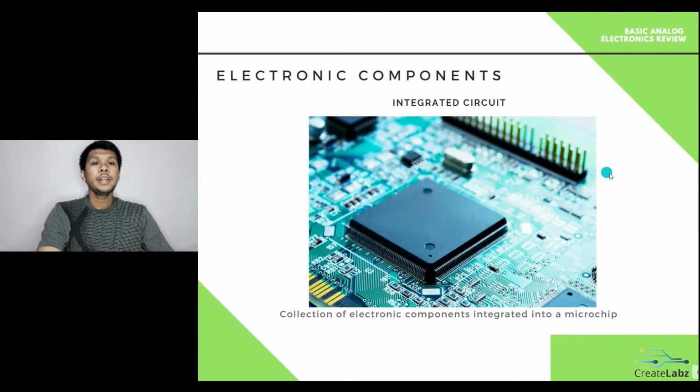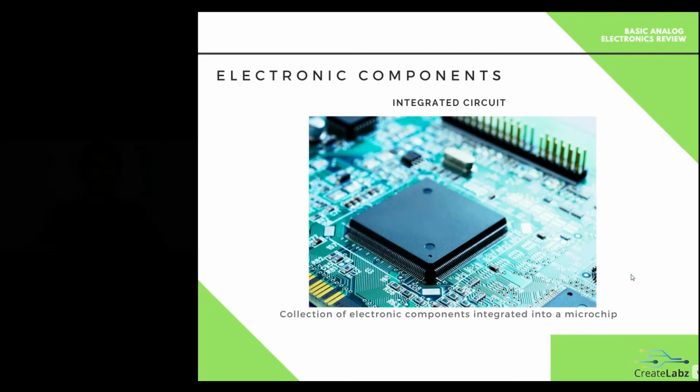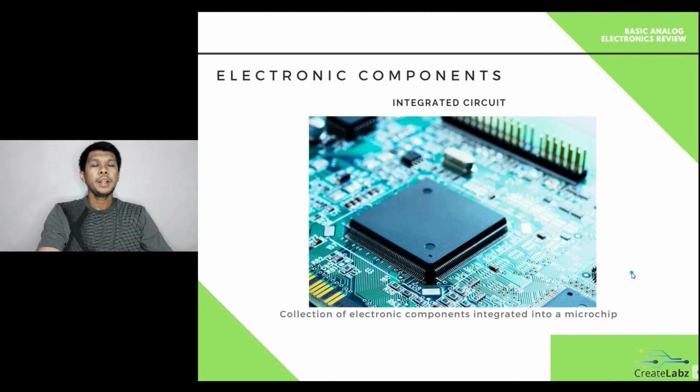Finally, we have the integrated circuit, or more commonly known as IC or just chip. An IC, or an integrated circuit, is a collection of electronic components integrated into a microchip. This microchip can have different functions, for example, as a microcontroller, or a microprocessor, or a logic circuit. This microchip can have different electronic components that we have discussed so far. Inside it, it can have resistors, capacitors, MOSFETs, BJTs, switches, and many more.